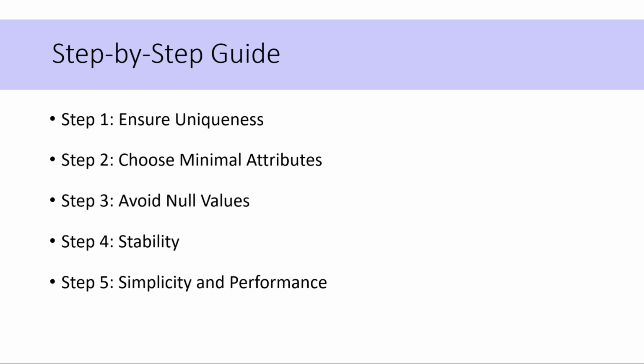Finally, consider the business context. This is the most important aspect for all of us. The primary key should align with how the entity is identified in the real world. For an employee database, employee ID makes more sense than something like passport number, which may not apply to all employees. And that's how you select a primary key among candidate keys. By following the above steps, you will ensure your database is well structured and efficient.